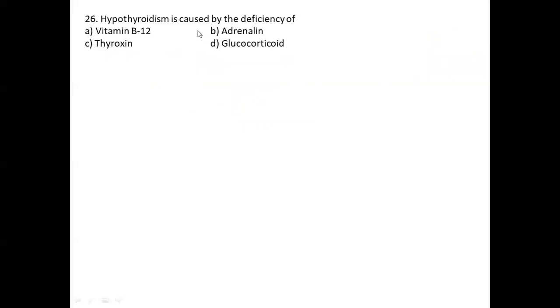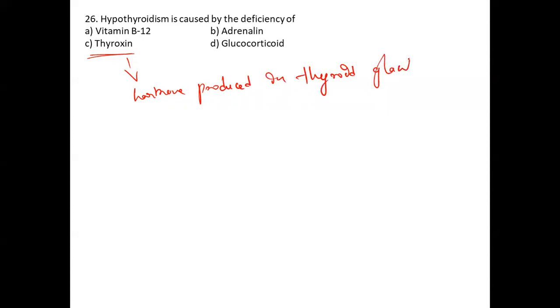26. Hypothyroidism is caused by the deficiency of. This is a question we can predict easily. Hypothyroidism is caused by the deficiency of thyroxine. What is meant by thyroxine? It is a hormone produced in the thyroid gland. So if there is a deficiency of thyroxine, the symptoms of hypothyroidism can be observed. So for question number 26 it's option C.